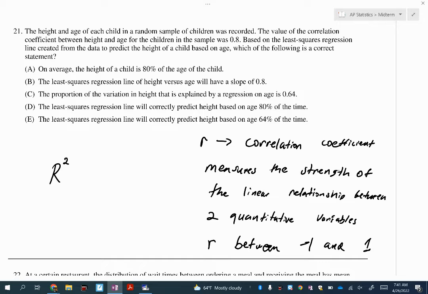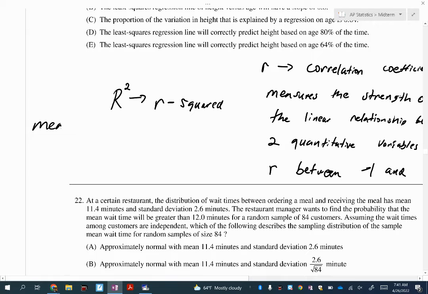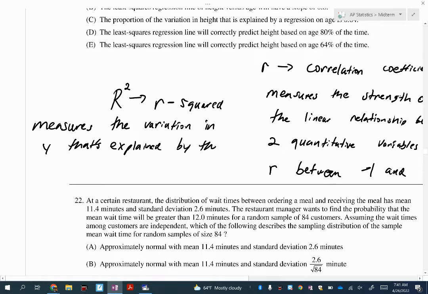Now R squared, you take the letter R and you square it. Shock, awe, right? Do you remember what this says? This is called R squared. I don't have a fancy name for it. This measures the variation in Y that's explained by the variation in X.